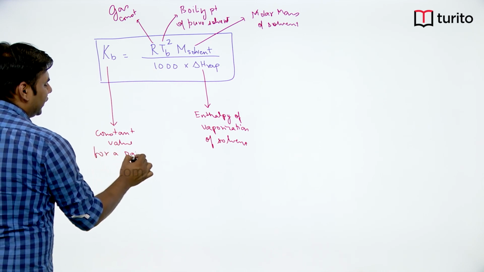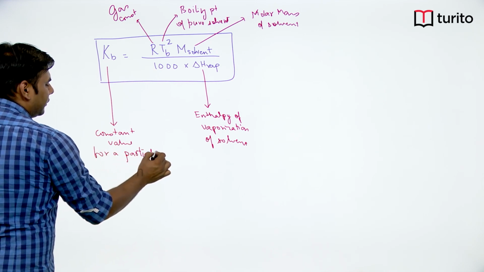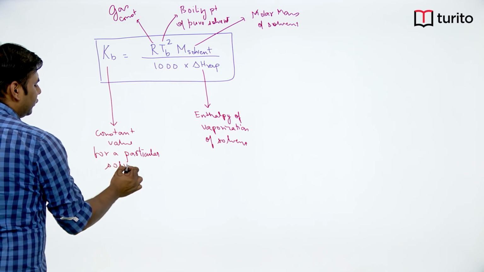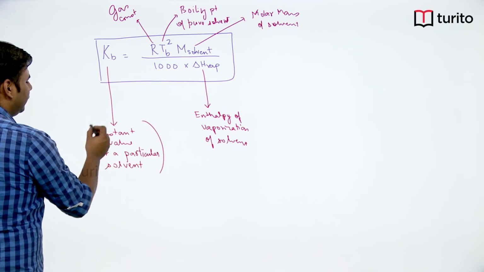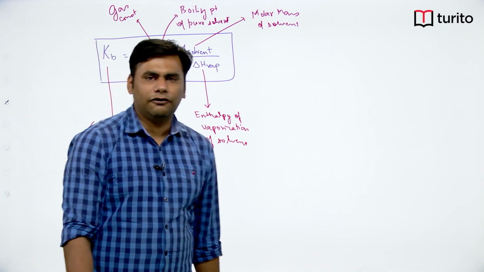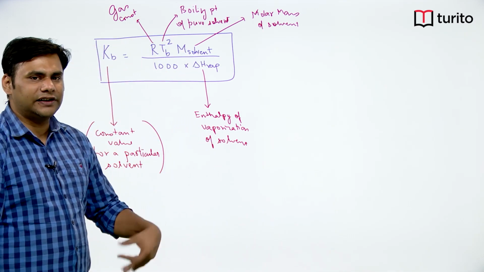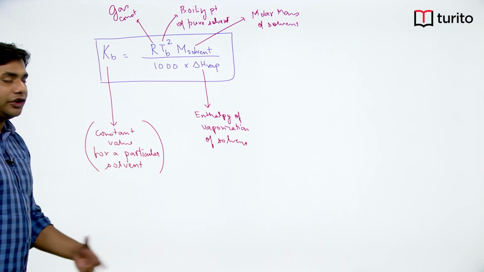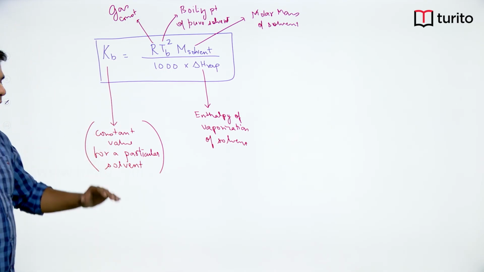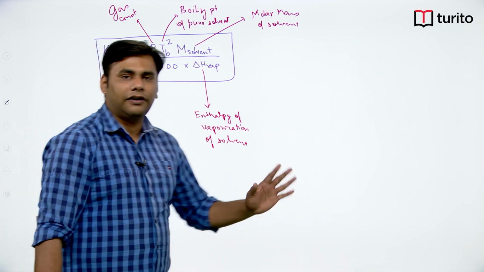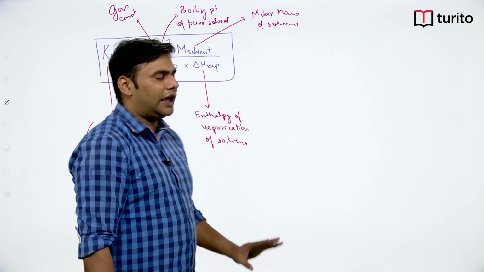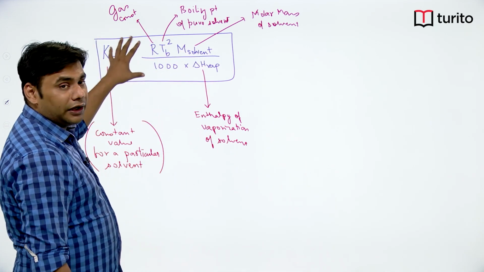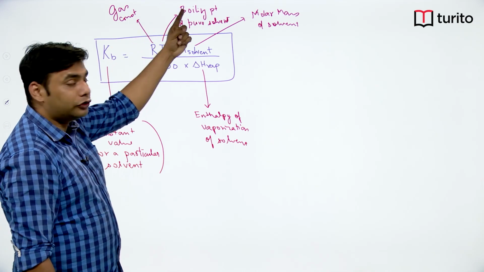If you keep on changing the solvent, the value of Kb will change. The value of Kb for water is 0.52 degrees Celsius kg per mole. This will keep on changing if you change the solvent, say from water to carbon disulfide. As you can clearly see, the Kb value depends upon the boiling point of the pure solvent.